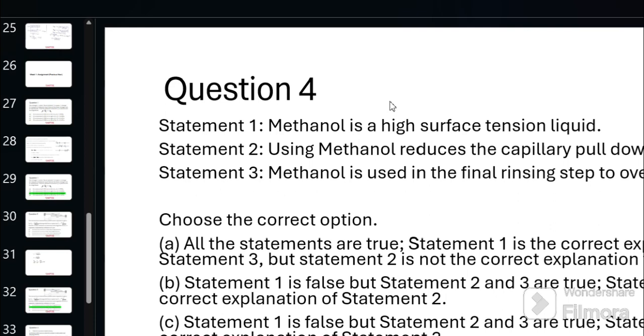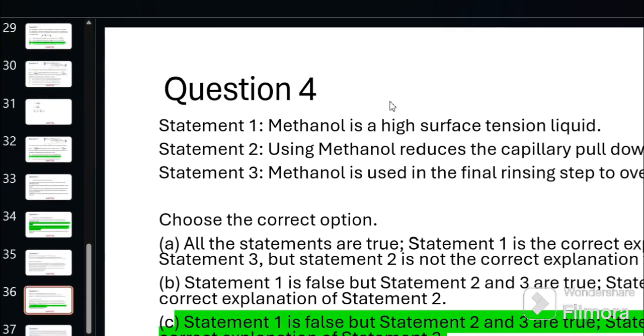So now methanol is used in the final rinsing step. So it will always be that statement 2 is the correct explanation of statement 3, because statement 2 is giving us the scientific reason, and statement 3 is an application. So from that you can see why methanol is used for cleaning is explained in statement 2. So that is how option C is the correct option.